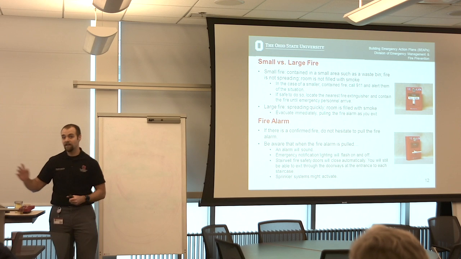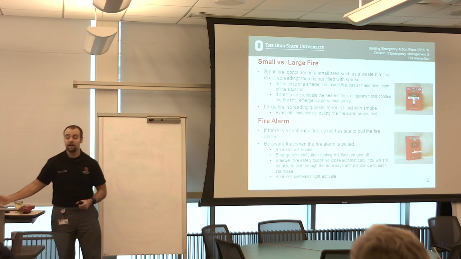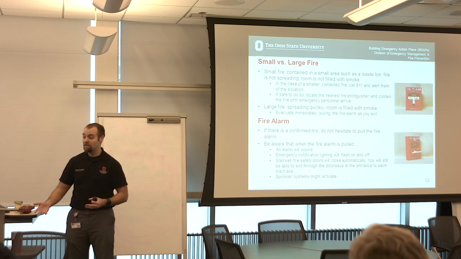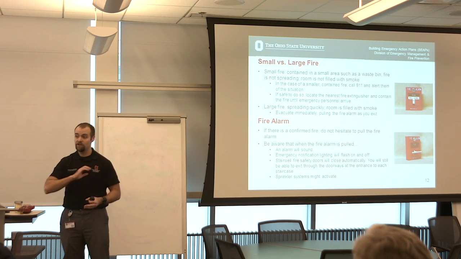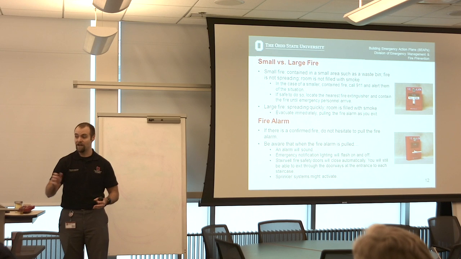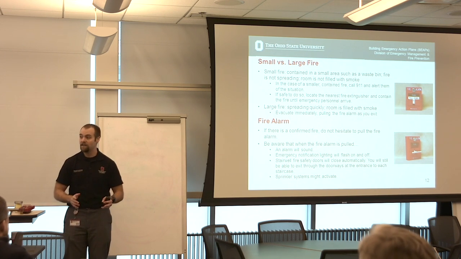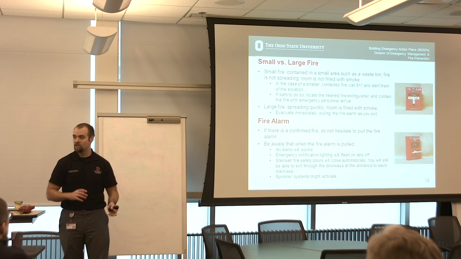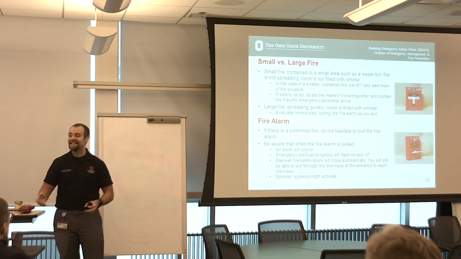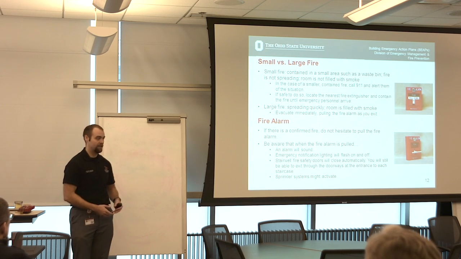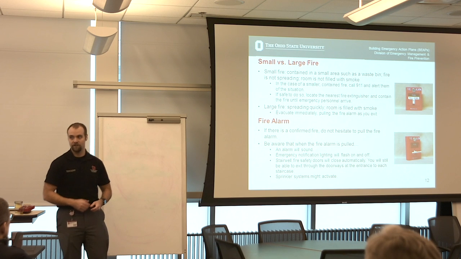Now, with a small fire, if you feel comfortable enough, you can fight that fire appropriately with an ABC fire extinguisher. All the extinguishers in this building are ABC, so they can extinguish type A, type B, and type C fires. A is ordinary combustibles, wood, paper, things of that nature. B is flammable liquids and gases, like gasoline. And C is anything energized, so the stuff in those red extinguishers is non-conductive, so it's not going to come back at you and shock or electrocute you.